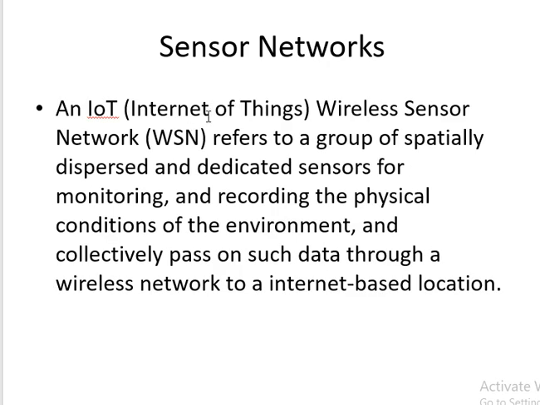So now let us move on to the next slide, which is about sensor networks. An IoT, Internet of Things, wireless sensor network refers to a group of spatially dispersed and dedicated sensors for monitoring and recording the physical conditions of the environment, and collectively passing on such data through a wireless network to an internet-based location.